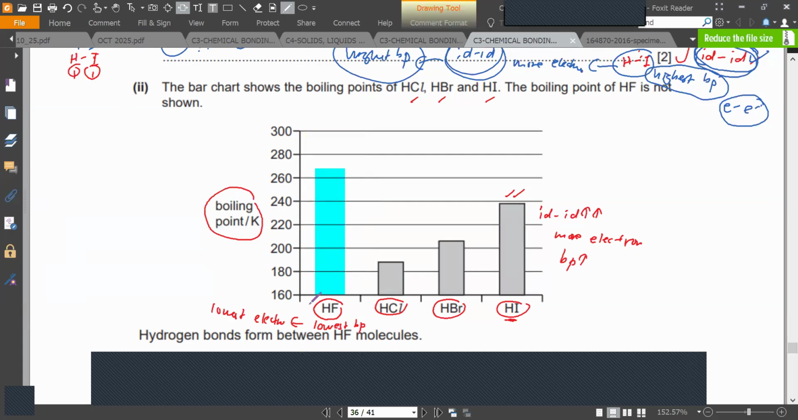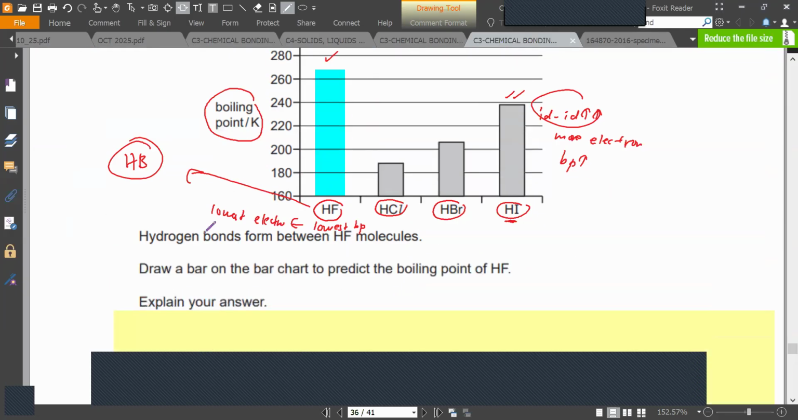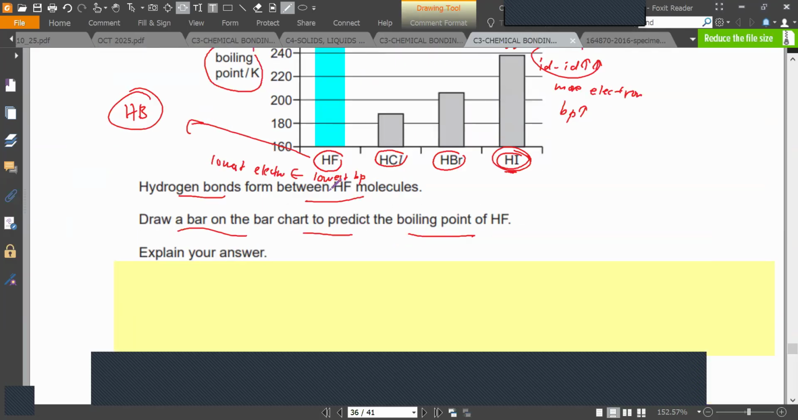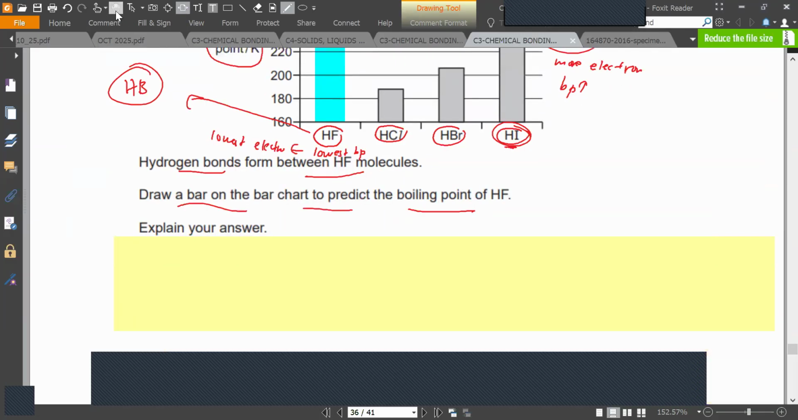Why? Because hydrogen fluoride can form hydrogen bonding, which is stronger than this ID force. So that's why hydrogen bonds form between HF molecules. Draw a bar on the chart to predict the boiling point of HF. So we predict HF will be the highest, even higher than hydrogen iodide. Explain your answer. Why? As we mentioned just now.